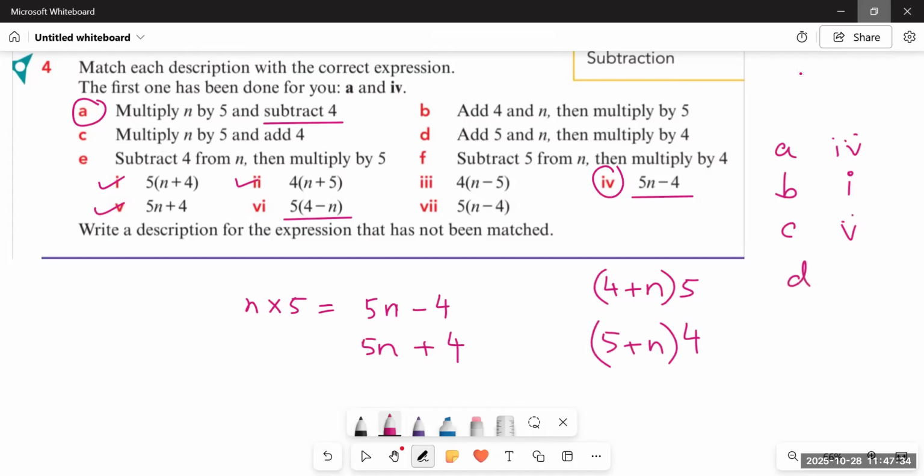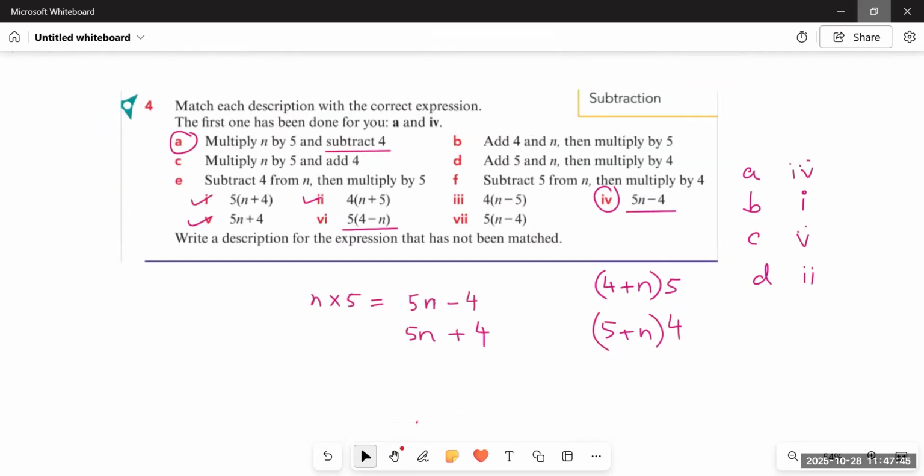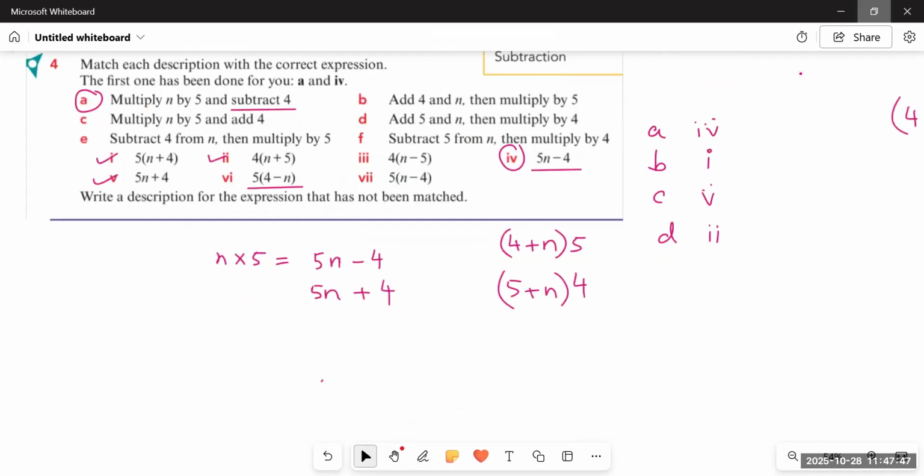So D is number 2. Part E, subtract 4 from n, then multiply by 5. Subtract 4 from n. There is a difference. In the earlier expressions, you would have noticed that subtract 4 was there or add 4 was there. So there we have to add or subtract the given number from the given expression. But here it says subtract 4 from n.